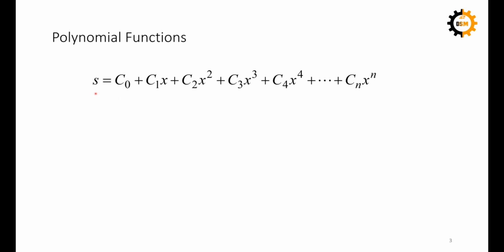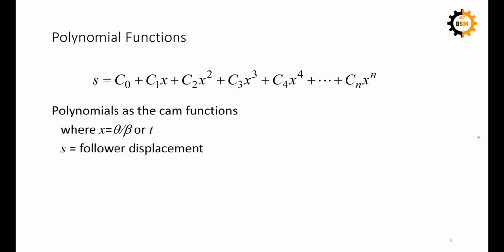If we are going to define our CAM design with a polynomial, this is the displacement function for the polynomial, where the independent variable x will be replaced by theta by beta. Beta is the duration of the segment and theta is the varying angle at any instance within this beta. We can also replace theta by beta with time if we are defining our independent axis with time. And S stands for follower displacement.